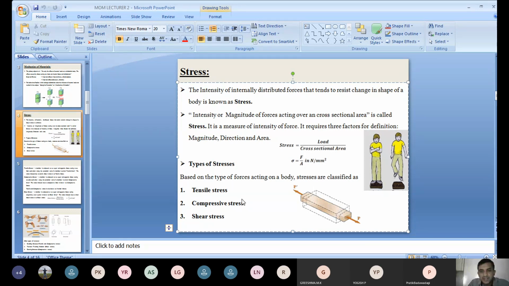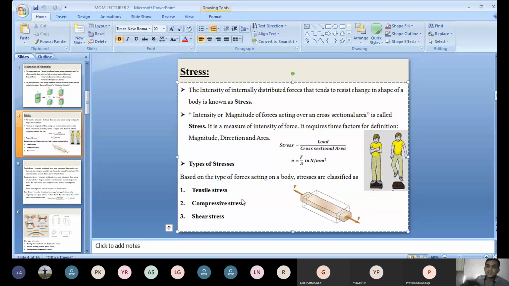Second, if two equal and opposite forces act towards each other, that type of force is called a compressive force. Here the length dimension decreases, and the other two lateral dimensions increase. That is a compressive force. The stress induced due to compressive force on the cross-sectional area is called compressive stress.